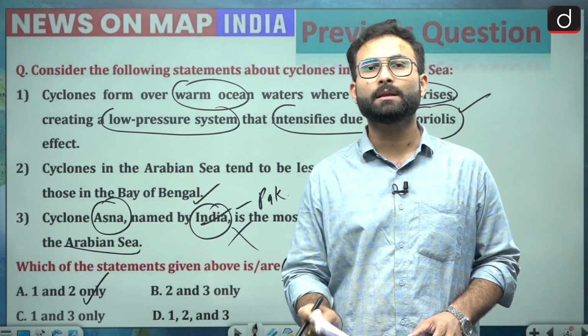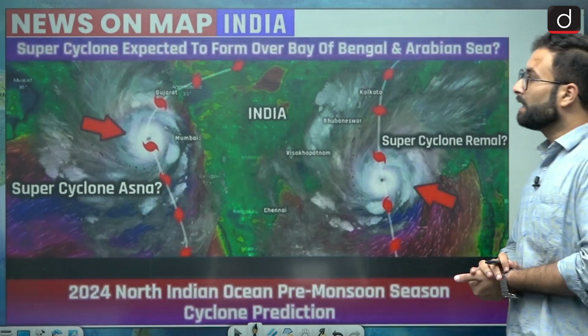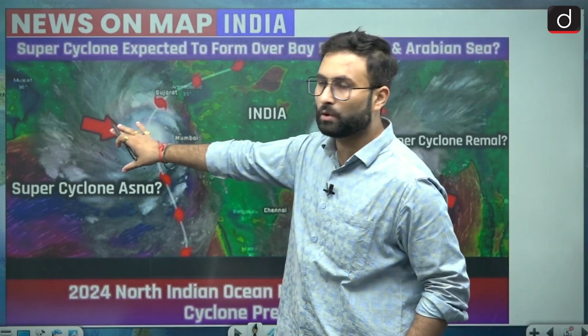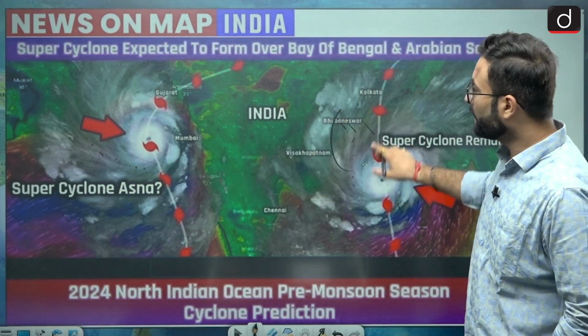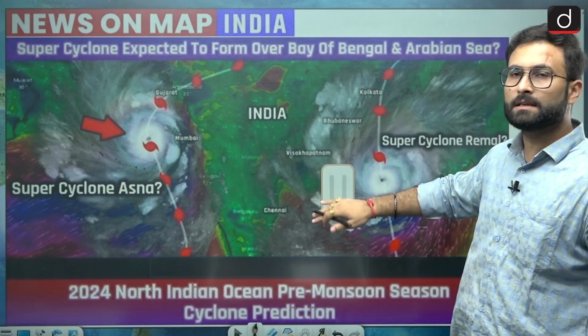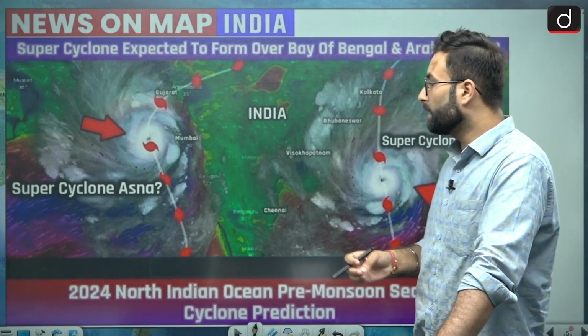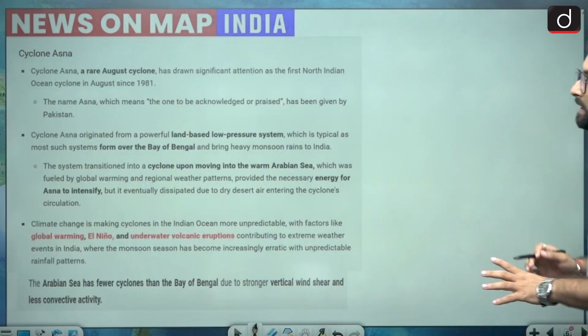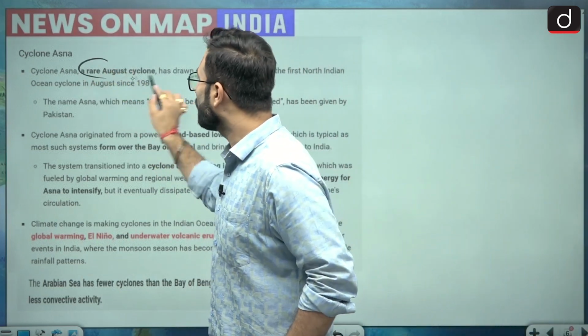Looking at the maps, here we can see the position of cyclone Asna, which is in the Arabian Sea over here, and here you have the Bay of Bengal area on this side. When we talk about the intensity of the cyclones, it is high in the Bay of Bengal because of the convections. And another aspect related to cyclone Asna is that it is a rare August cyclone.